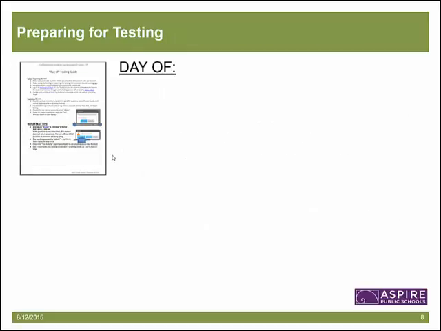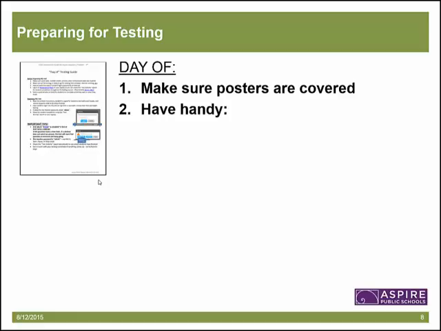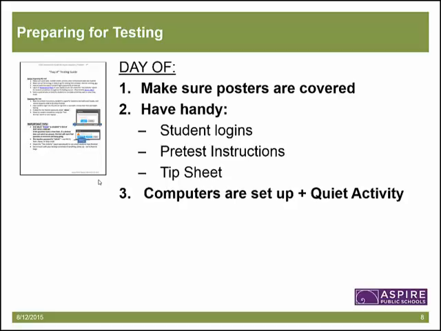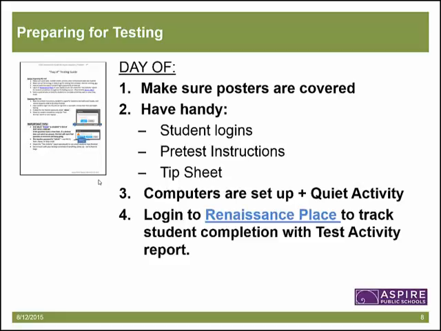So on the day of testing, you'll look at the back side of that page. There's a picture here on your left, and you'll have it as an attachment in your email. And you'll want to make sure that your posters are covered and that you have handy the following three things: student logins, pre-test instructions to read to students before they begin testing, and the tip sheet that will help you out in case you run into any trouble while you are testing. You'll want to make sure that your computers are set up and that you have a quiet activity for students once they are finished. And you'll also want to log into Renaissance Place on your laptop to track student completion with the test activity report.